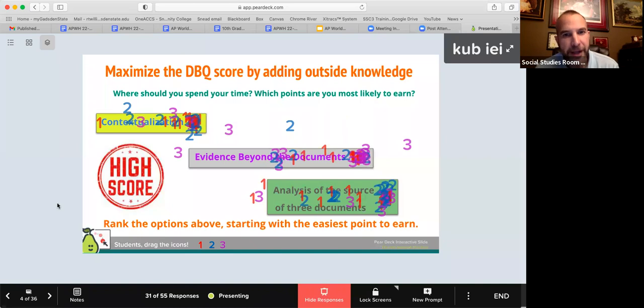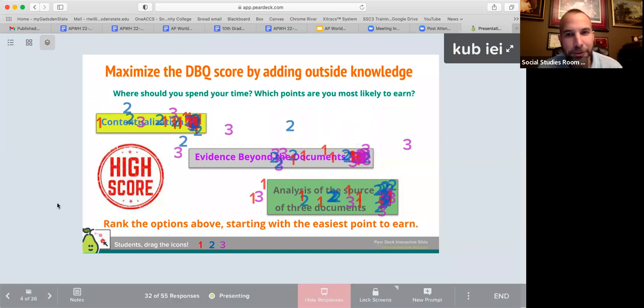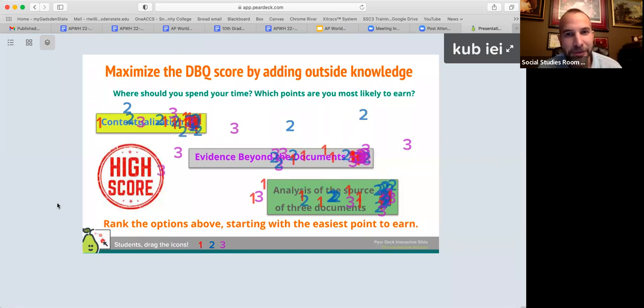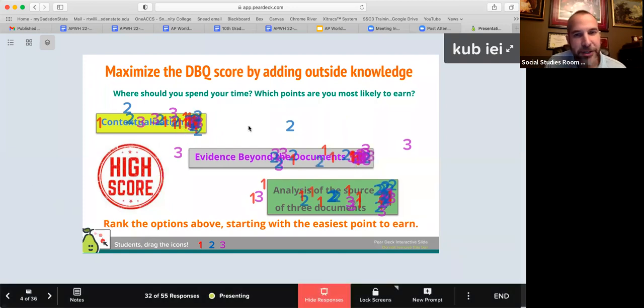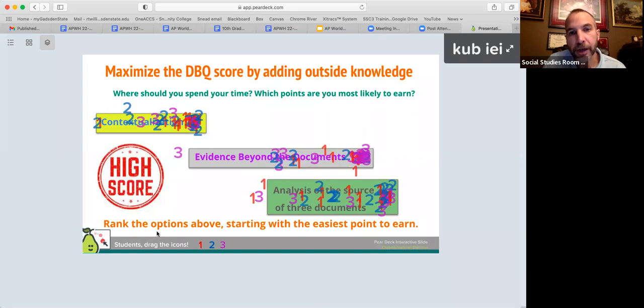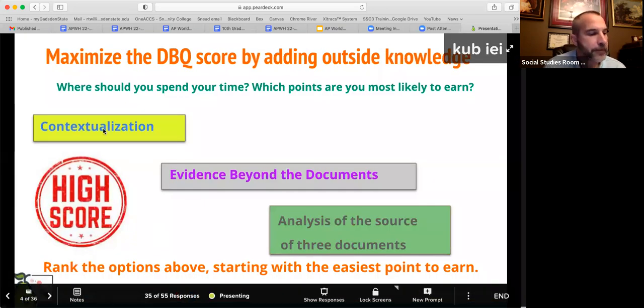All right, interesting. Some are dragging those around to different places. Some have pretty well represented. I see several over here on the contextualization, but also some of you are saying evidence beyond the documents. In terms of just what we typically see, by far, contextualization is actually the most awarded point. And then the second place would be evidence beyond the documents.